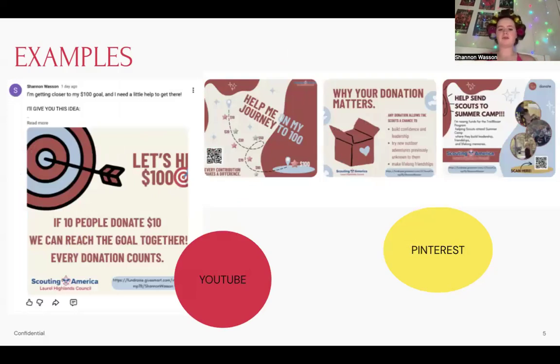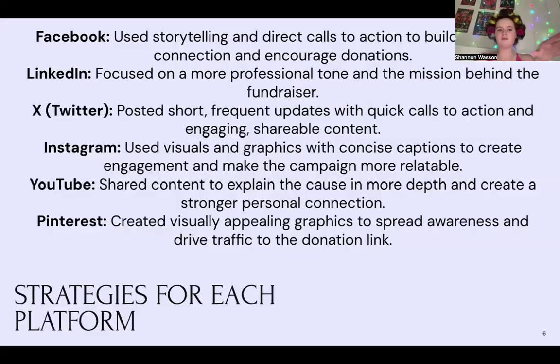YouTube, again, same captions. Pinterest, same pictures. Obviously, on Pinterest I couldn't include the captions in the screenshot, but it was a shorter caption. Overall, I kept to the same color scheme and didn't try to differentiate it for every single platform, because I wanted it to be very uniform in that sense.